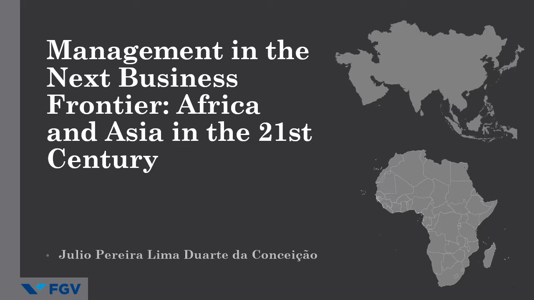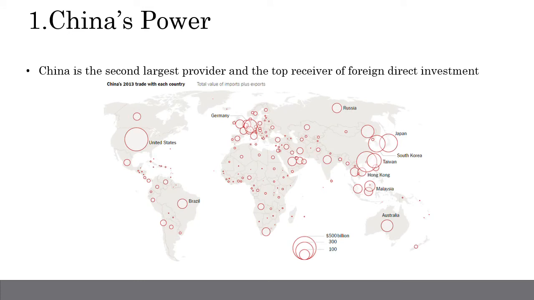Okay, so in this video I will present some of my main takeaways from this course. So, starting with the first topic, that is China's power. As can be seen on this map, China has become a global player, trading with all regions of the world.